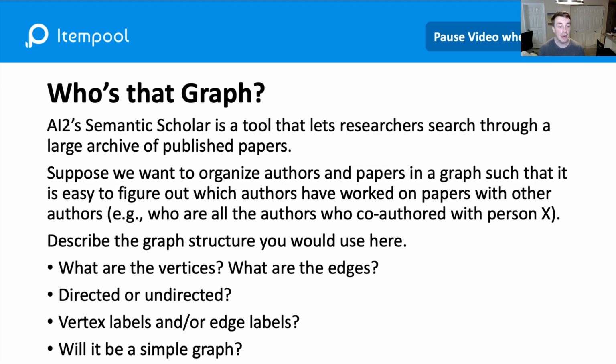For example, the kind of question you want to answer pretty easily is, who are all the authors that have co-authored with me or with some other person? Describe the graph structure you would want to use here. What are the vertices? What are the edges? Is it a directed or undirected graph? What labels are you going to use? And with this implementation, will it be a simple graph? Take a second, think through that, and write out your response.